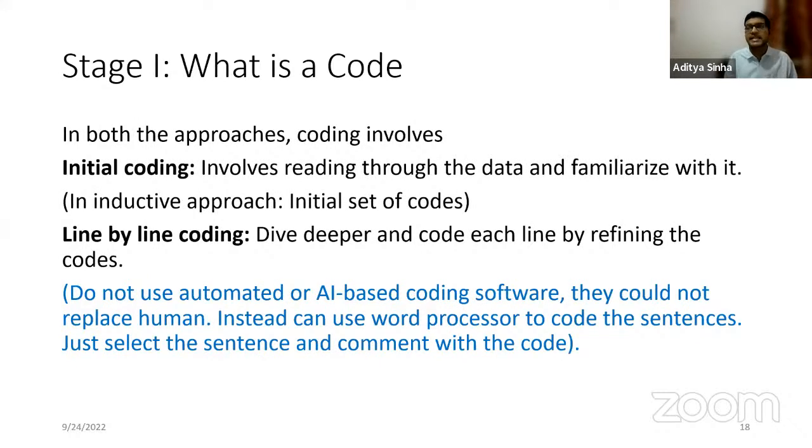Then, as I told earlier, and I will also demonstrate this in the NVivo platform, there are two types of coding. The first is called initial coding, in which we go through the data again and again. We read the interview transcript again and again to get familiar with the data. In initial coding, we can get a set of codes. If we go through the data again and again, we can get an idea in our mind that this can be the set of codes that I am going to use.